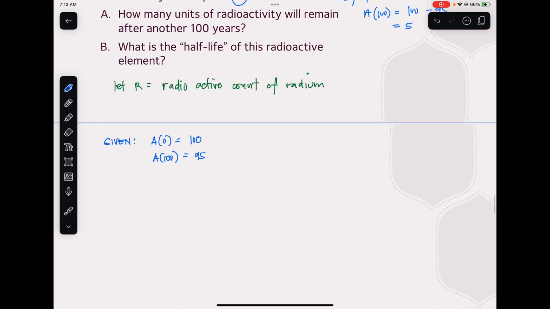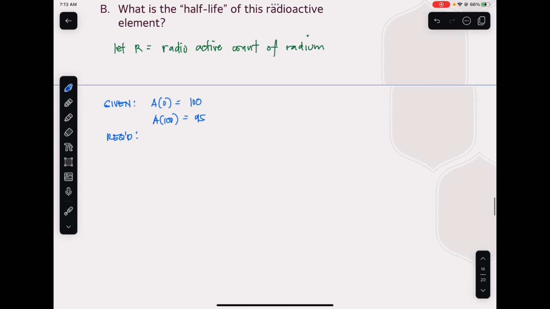So for our requirements, how many units of radioactivity will remain after another 100 years? Take note of this, another 100 years. That means there's already 100 years and then another 100 years. So what would be the radioactive count? For radium, originally there's 100 and another 100, so what would be the radioactive count after 200 years?